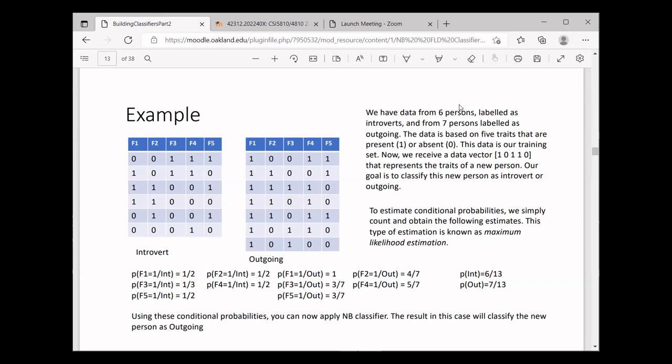So that will be 1 by 2, because if you look at the distribution of zeros and ones, that is what it is. All right. And similarly, you can see what is the probability of F1 equal to 1 when we are talking of somebody who is an extrovert. All right. So we can calculate those conditional probabilities. And once you have the conditional probabilities, you can plug them in and get the results as you want.